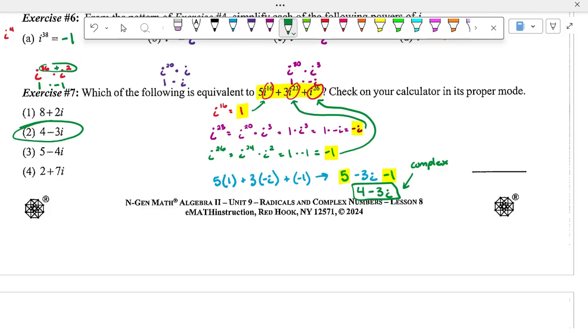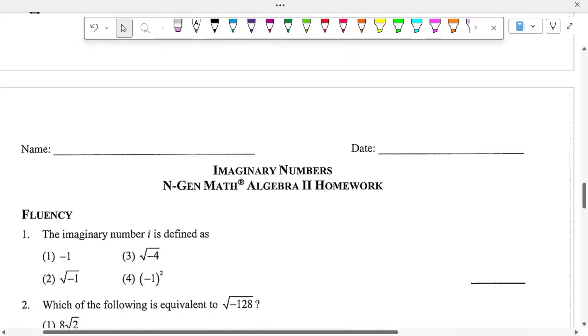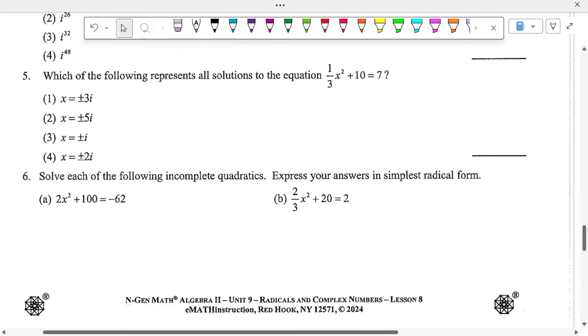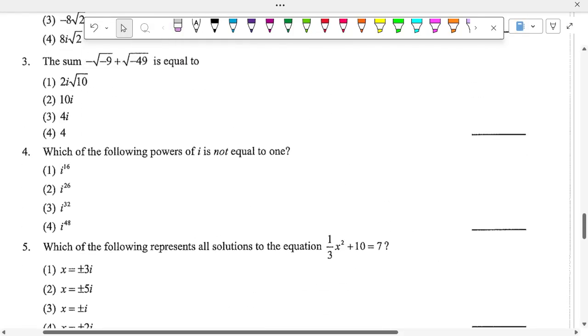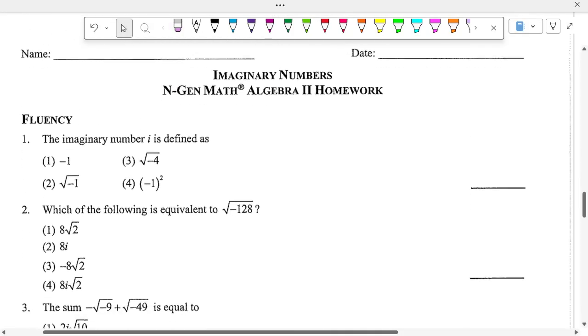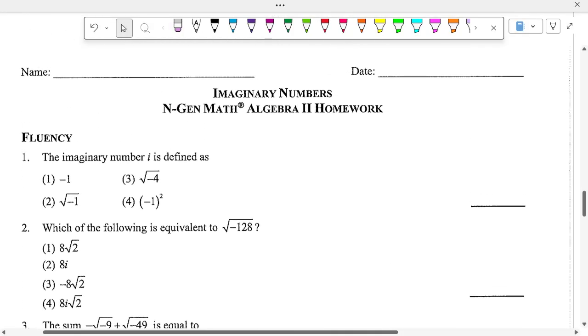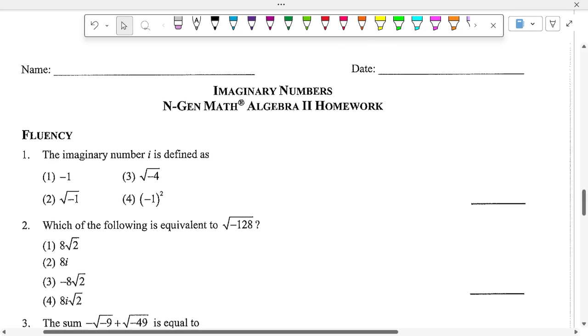Any questions on that? All right, so your homework for tonight is pages 9 and 10 of your packet. I will be checking it tomorrow. So you guys got a solid 20 minutes. Go ahead and get started. You can probably knock it out before the end of class. It's very similar to the ones that we did in class.